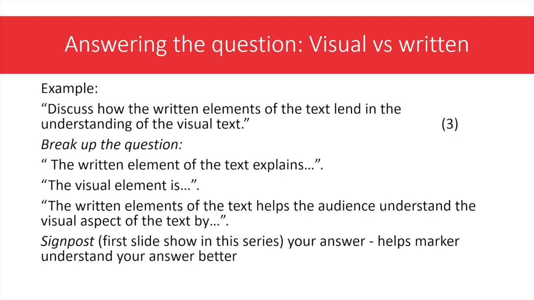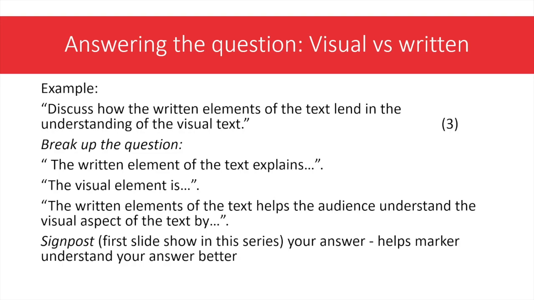Now let's look at answering the question where you need to compare the visual versus the written part of an advert. This is an example question. Discuss how the written elements of the text lend in the understanding of the visual text for 3 marks. The way that you need to do this, you can see it's for 3 marks, you need 3 points. So break up the question.